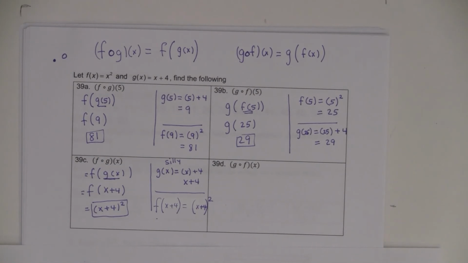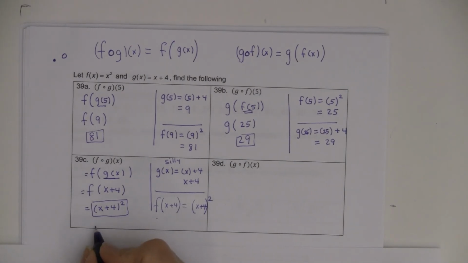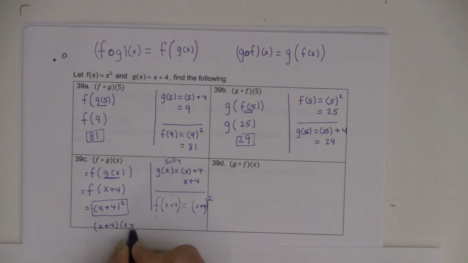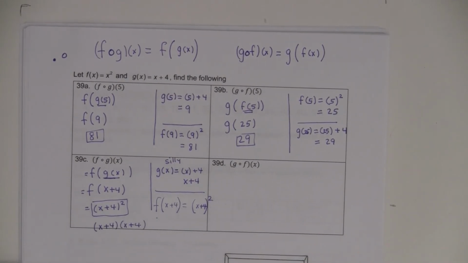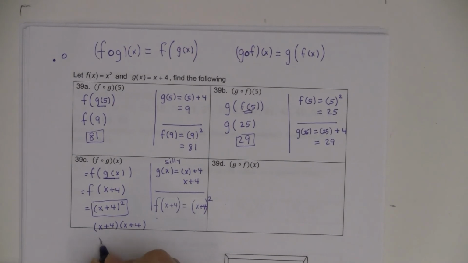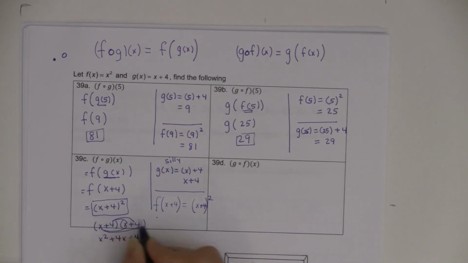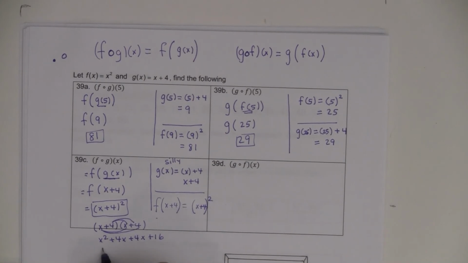Sometimes in the back of the book, they physically multiply that out, and sometimes they leave it just like that. So if they did multiply it out, I would want to try to match them. X plus 4 times X plus 4, right? That's what it means to square that. And that's X squared, X times X, plus 4X, plus 4X, plus 16. So this is X squared plus 8X plus 16.